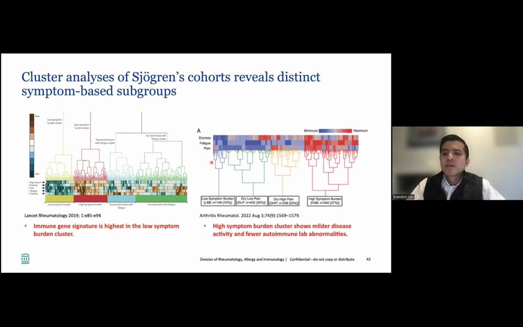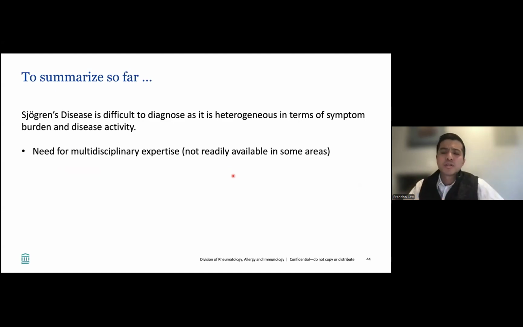There was another version of this study done in a different way, on the graphic on the right. But it did show how we can have different symptom-based subgroups of Sjögren's that also correlate with immunologic gene signatures that could be found in the blood, adding a little bit of complication here: we have a high inflammation, low symptom subgroup and a high symptom burden, low inflammation subgroup.